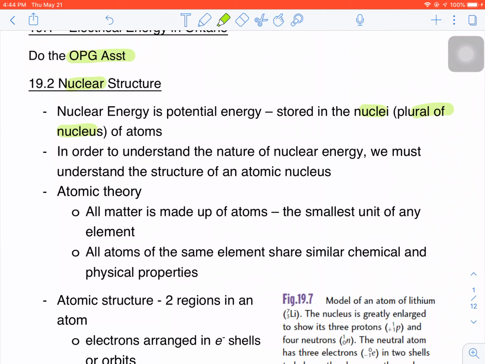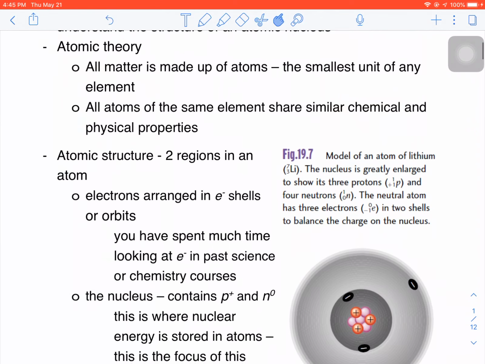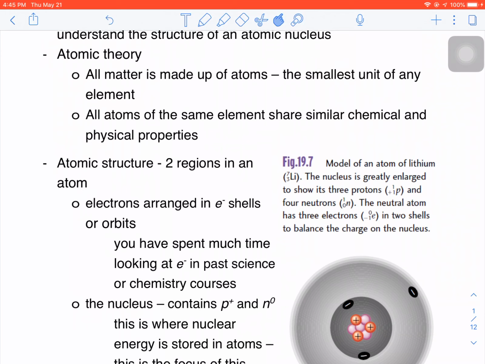Now, in order to understand how that energy is stored within the nucleus of the atom, we need to go back to grade 9 and look at the structure of an atom, right? Look at the fact that we understand matter using something called the atomic theory. Atomic theory tells us that all matter is made up of atoms, and that the smallest unit for any element, right, there are 92 naturally occurring elements, and that all atoms of the same element share similar characteristics and physical properties. So a carbon atom is a carbon atom is a carbon atom, and a calcium atom is a calcium atom is a calcium atom. All right, so calcium atoms will share chemical and physical properties.